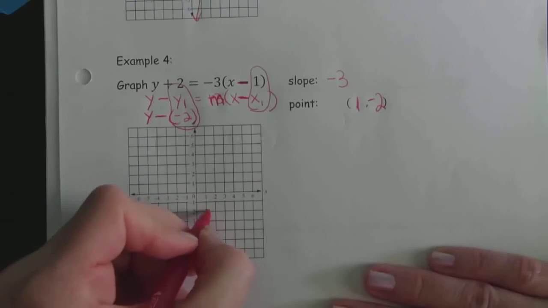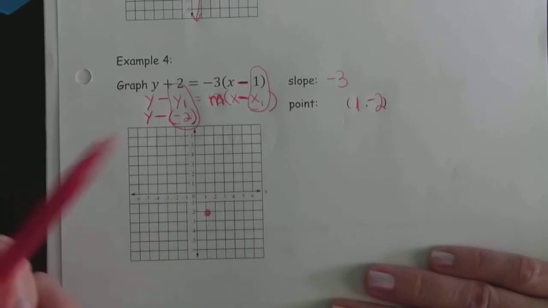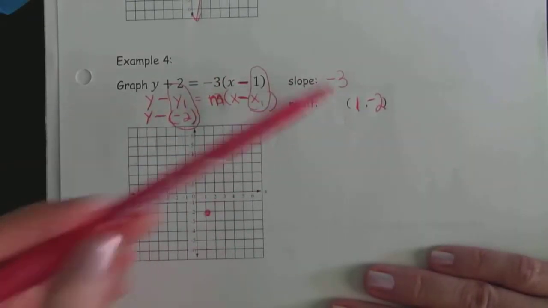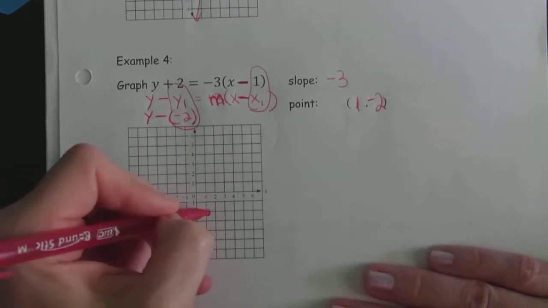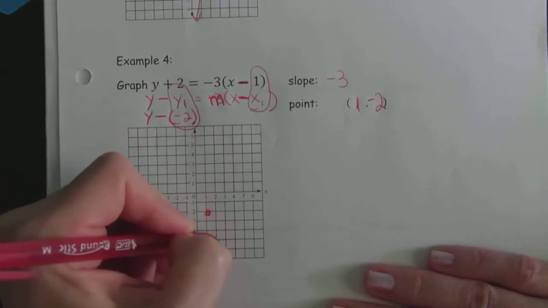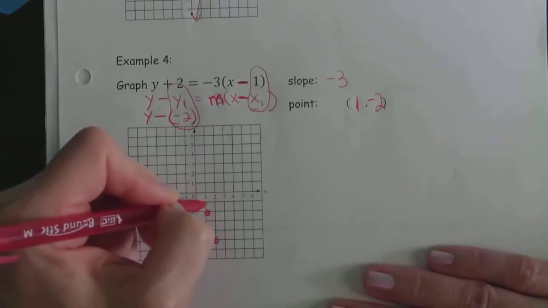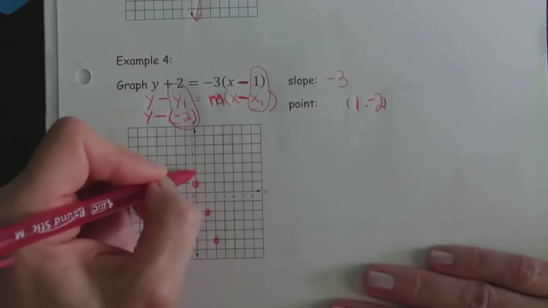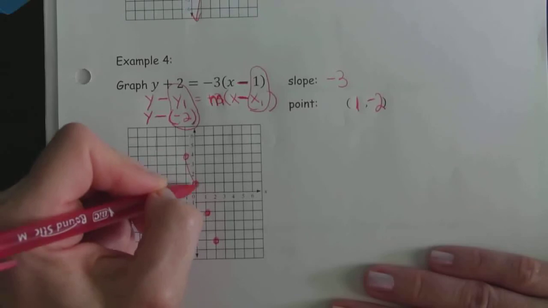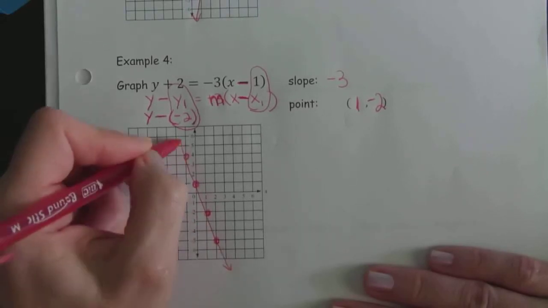1, negative 2, that would be here. 1, negative 2 would be there. And then my slope is negative 3. So from that point, I'll come down 3, right 1. Or I could go up 3, left 1 a couple times.